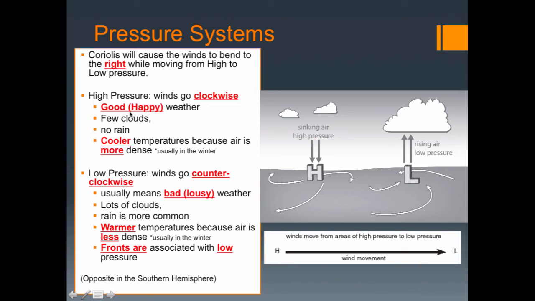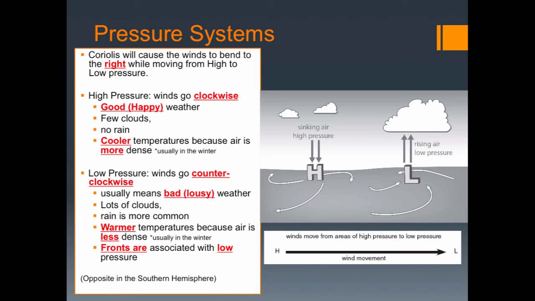So H for high pressure, happy weather. Well, what does good, happy weather look like? Pretty much very few clouds, no rain, nice, cool temperatures because the air is more dense. So think about it. It's high pressure because the air above it is very dense, which is causing it to sink. So it's like more things are pushing down on you. That's an area of high pressure.